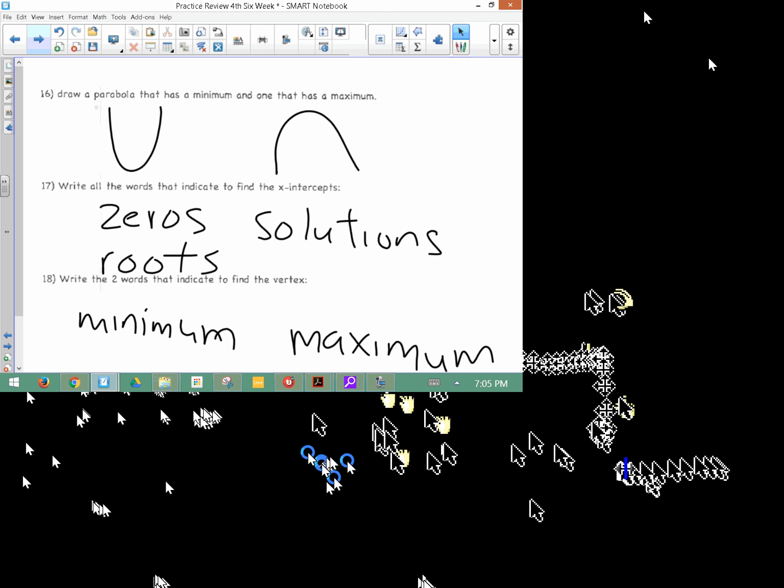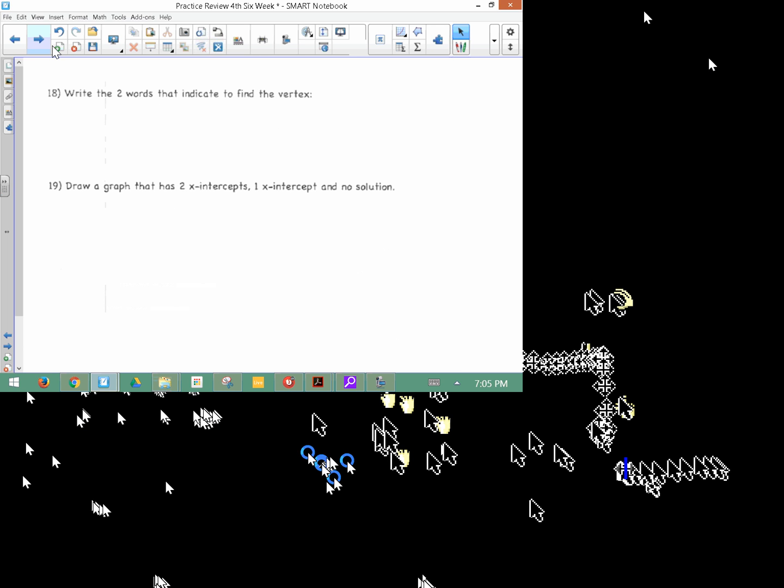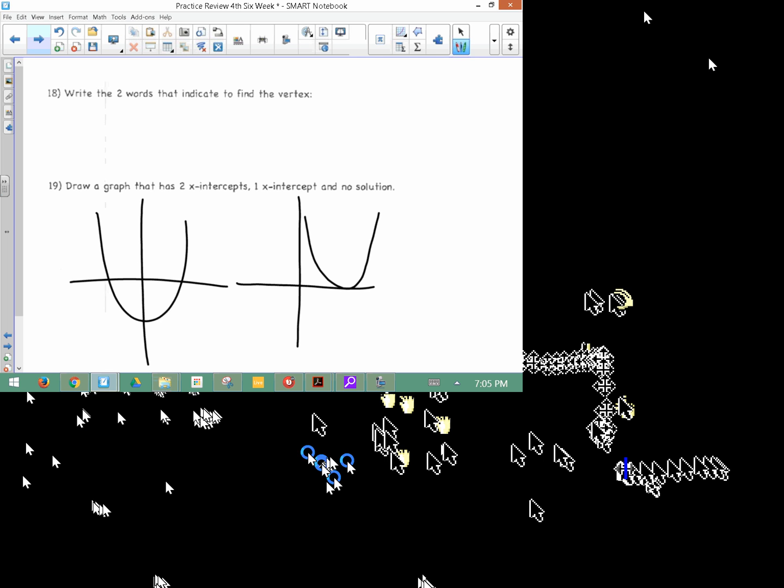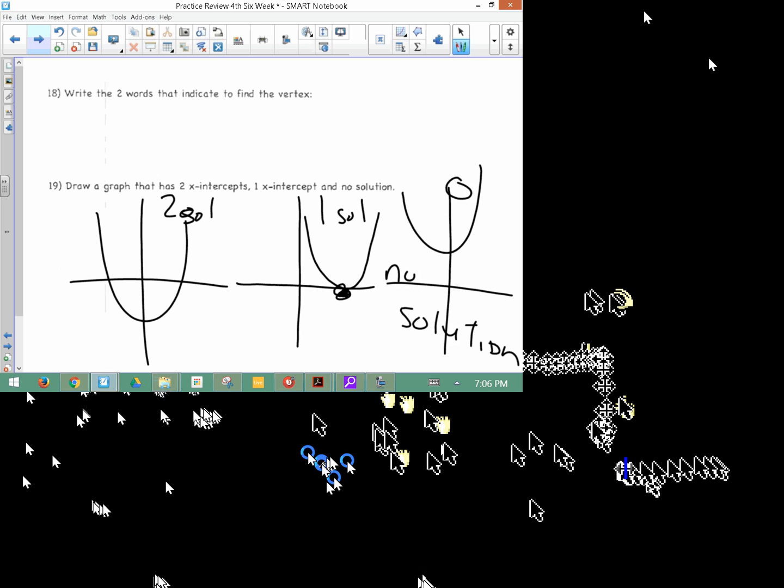Okay. I know I'm going fast. And finally, number 16, draw a graph that has 2 x-intercepts. There's one. Draw a graph that has 1 x-intercept. Right there. Draw a graph that has no intercepts. Oh, I am really drawing that badly. That's as good as any. So this one has 2 solutions. This has 1 solution. And this has no solutions. It doesn't hit the x-axis at all. That completes our review. I wish you well on the test.